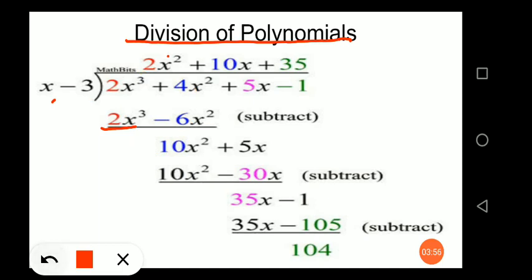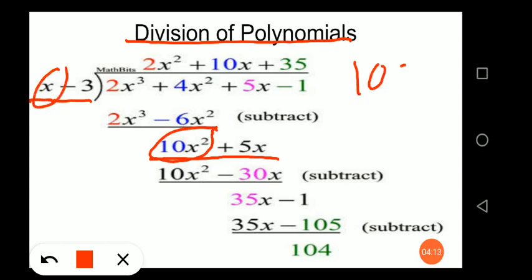Now in the second case, our dividend is 10x square plus 5x and divisor is x minus 3. So we will take the first term from both sides. So 10x square by x. Now quickly give me the answer, what will it come? Yes, it will come 10x.